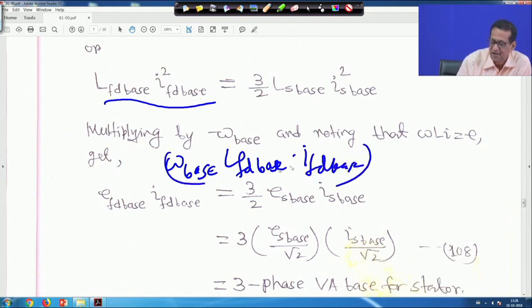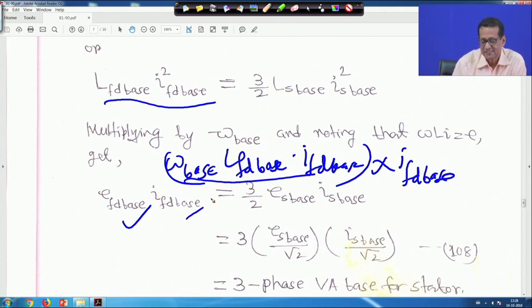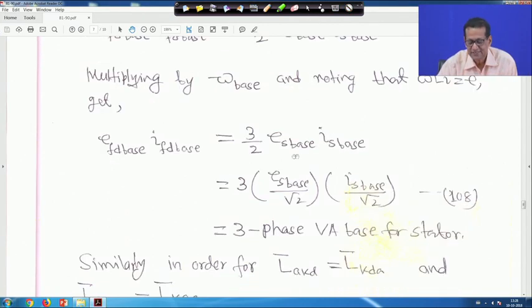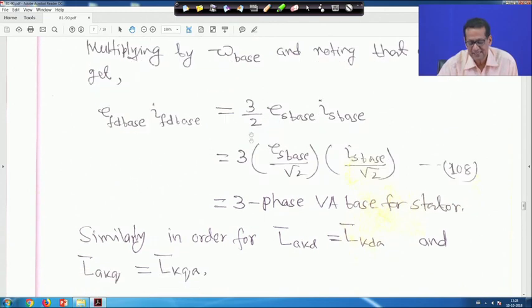It is IFD base square, so into your IFD base. So this term is nothing but EFD base into IFD base. Similarly the right hand side, same meaning, right. So then the right hand side also you can write as 3 by 2 then ES base into IS base. Now this one you can write 3 by 2, this 2 is there, you can write ES base upon root 2 into IS base upon root 2.